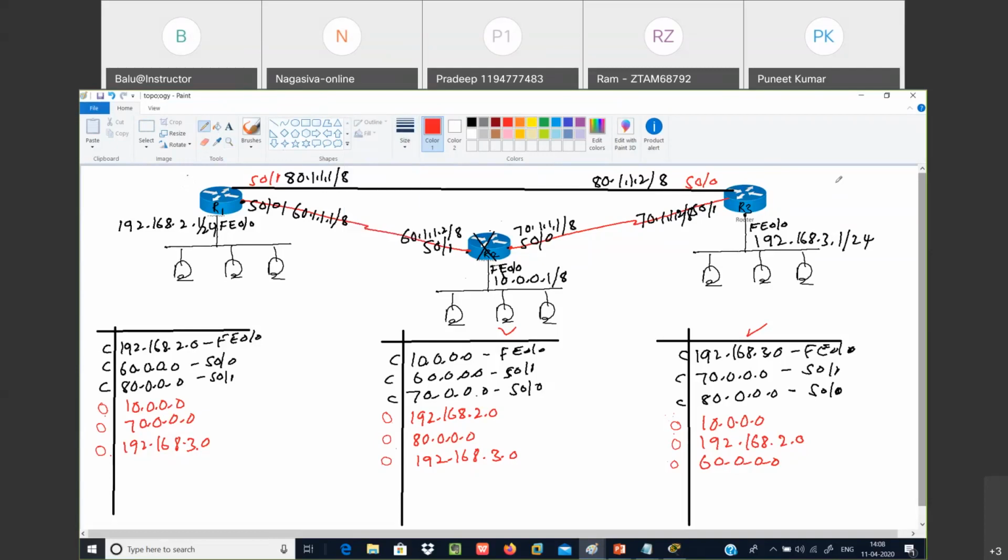RIP has two versions, RIP version 1 and version 2. What's the difference between version 1 and version 2? RIP version 1 is a classful routing protocol. RIP version 2 is a classless routing protocol. Classful does not support subnetting, and classless supports subnetting. Okay.